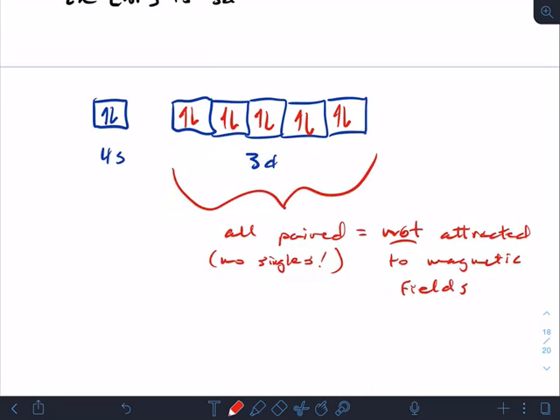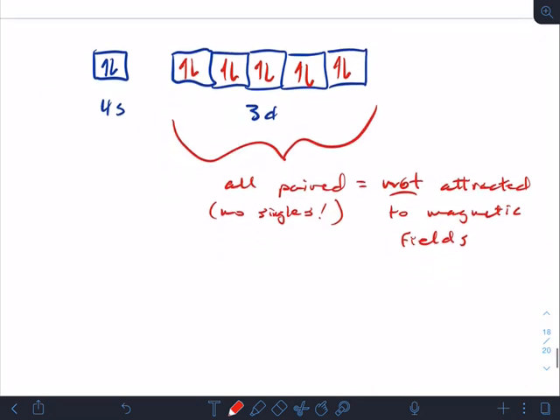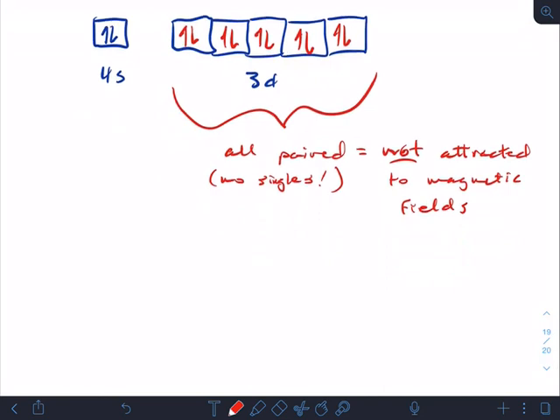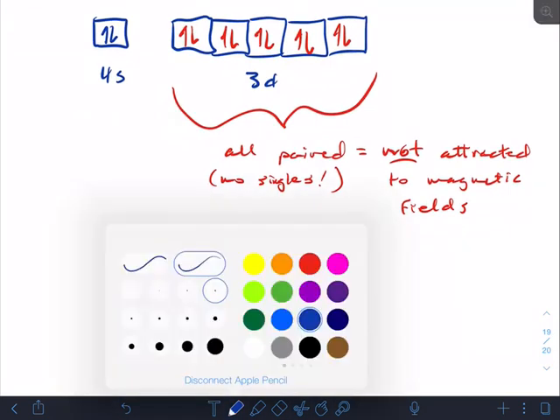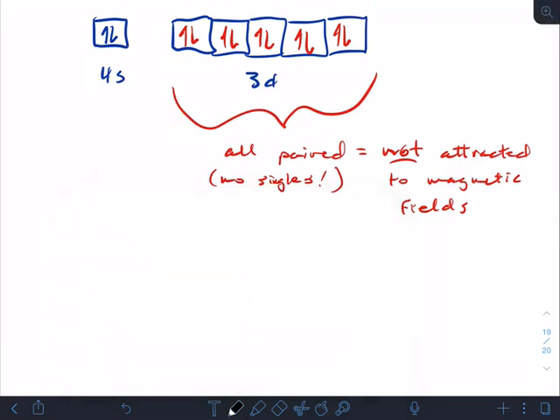All right. I feel like there's some kind of dating joke in here somewhere, where when everything's paired, they're not attracted to anything else. I don't know. But I'm going to try not to take that any farther than I already have.